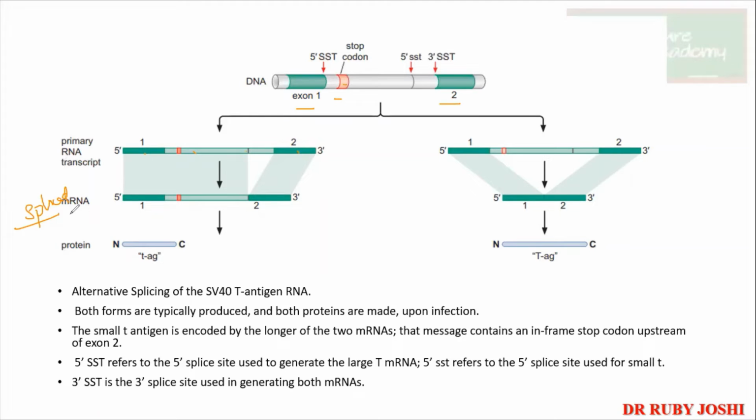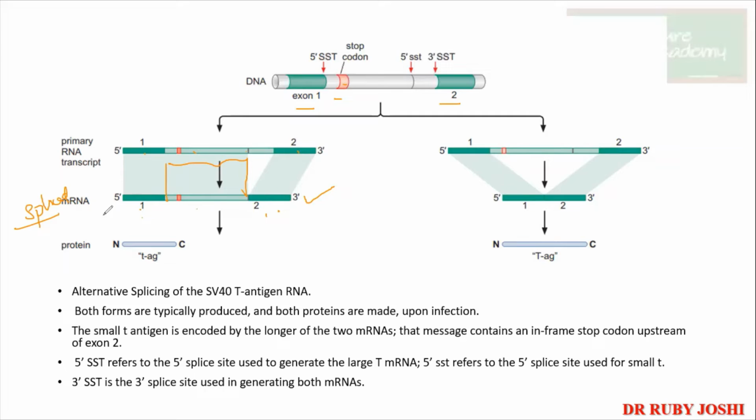Now, as we have seen earlier, after splicing, there are chances that you are going to retain the intron part. So, as you can see over here, exon 1 is retained, and you can also see a part of intron is also retained, and then exon 2 is there. Is this much clear? Exon 1, a part of intron, and exon 2.